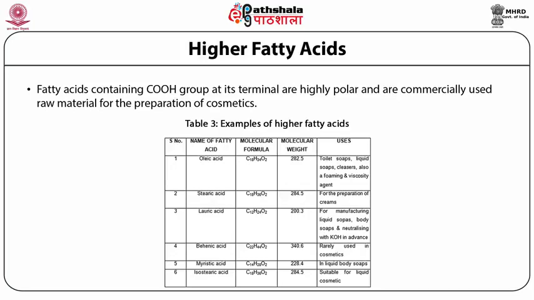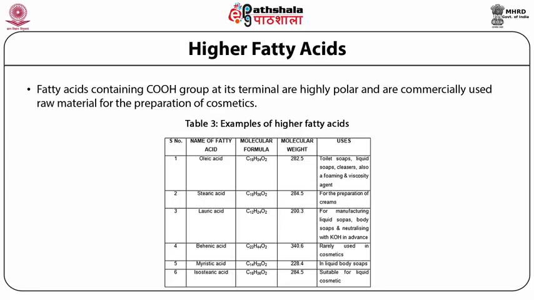Number 1, oleic acid, which has a molecular weight of 282.5 and finds application in toilet soaps, liquid soaps, cleansers, and is also used as a foaming and viscosity agent. Number 2, stearic acid, which has a molecular weight 284.5 and is widely used for the preparation of creams.